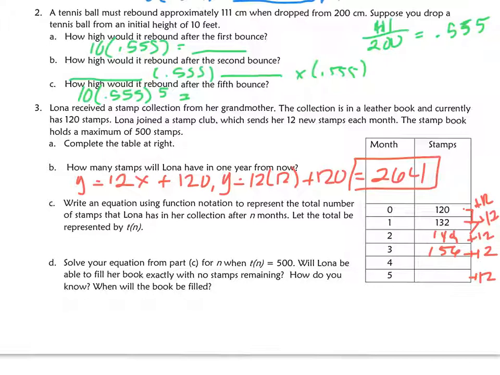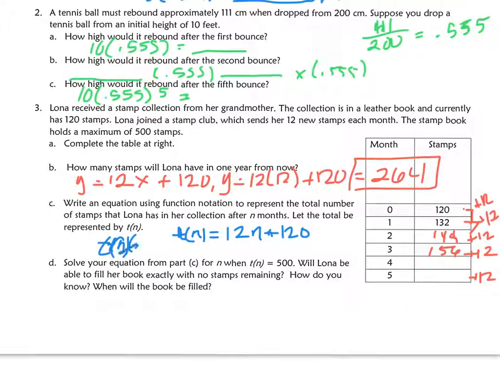It says write an equation using function notation to represent the total number of stamps that Lona has in her collection after n months. Let the total be represented by Tn. So if you remember this function notation, our Tn takes the place of Y. Oh my goodness, I'm messing this up, aren't I? Here, we'll just start over. Tn equals 12n plus 120. There is our functional notation.